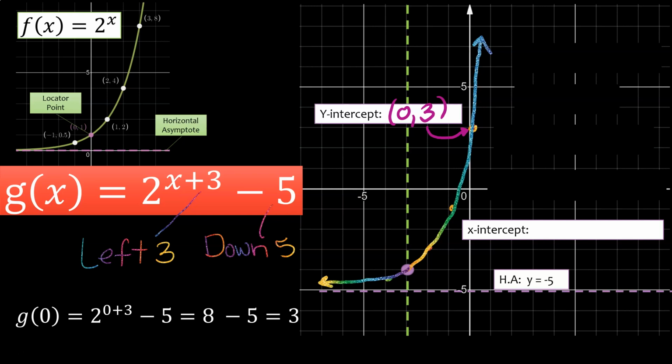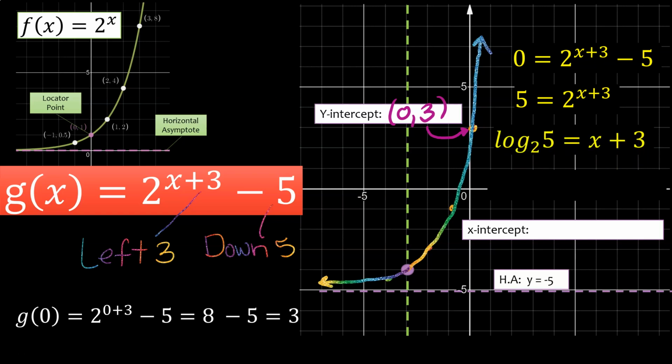How do we go and find the x-intercept? Well, x-intercept is when y is equal to 0. So we do have an onion problem. And that is why we did onion problems before this graphing unit. Let's solve for x. Add 5. And then to undo the exponent, we use log. Log base 2 of 5 is equal to x plus 3. And then you subtract 3 to the other side to get x by itself.